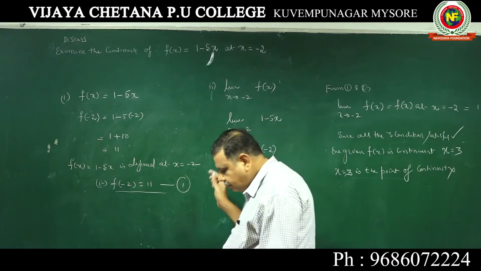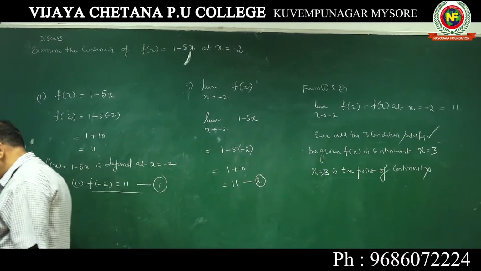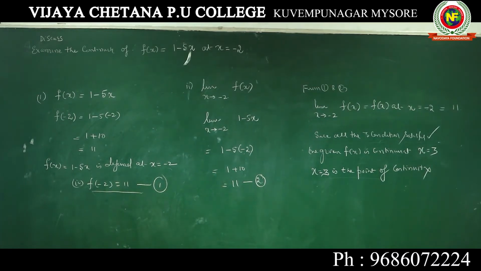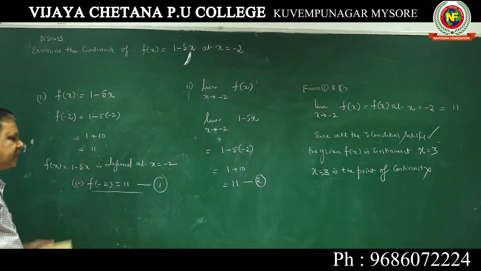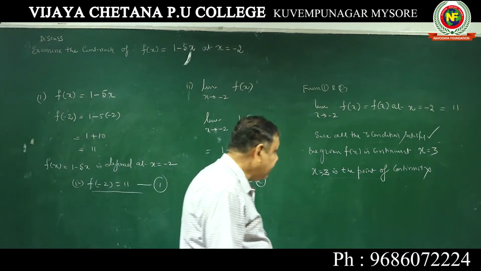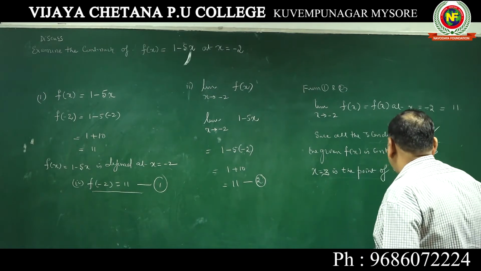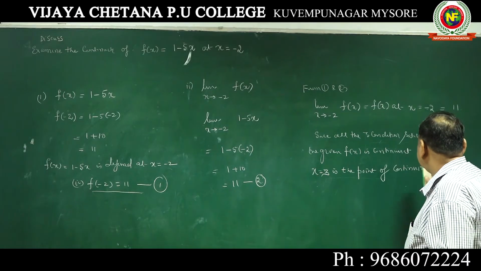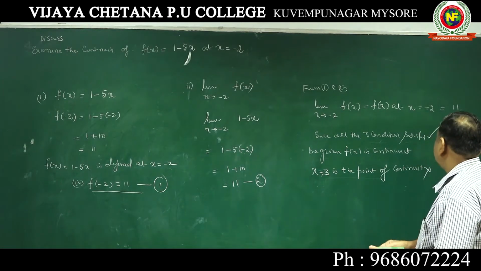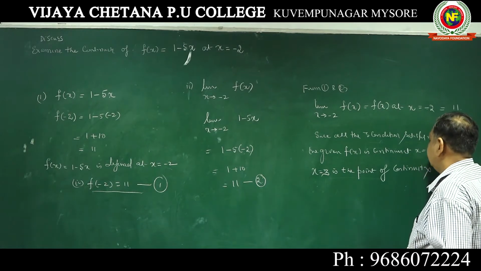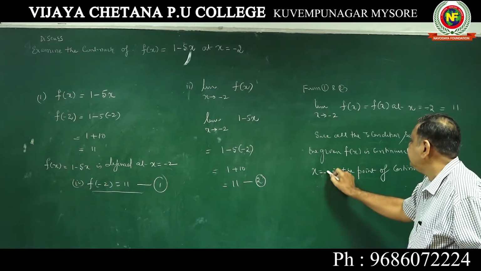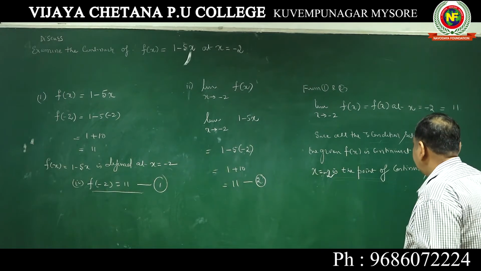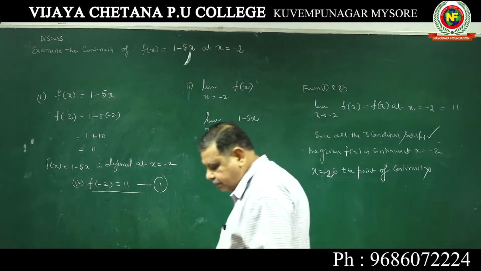Understood? If the limit is one value and the function value is another, you can say that the third condition failed, because that is not equal to this. You can say that straight away. We will solve some problems of that type also, and you will understand. Now you say that all the conditions are satisfied, f of x is continuous at x equal to minus 2, and x equal to minus 2 is the point of continuity.